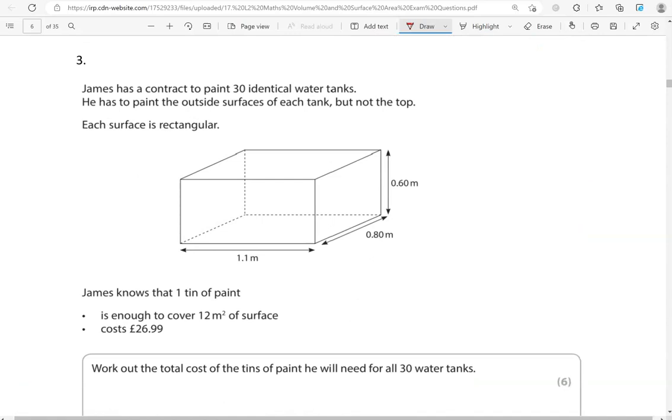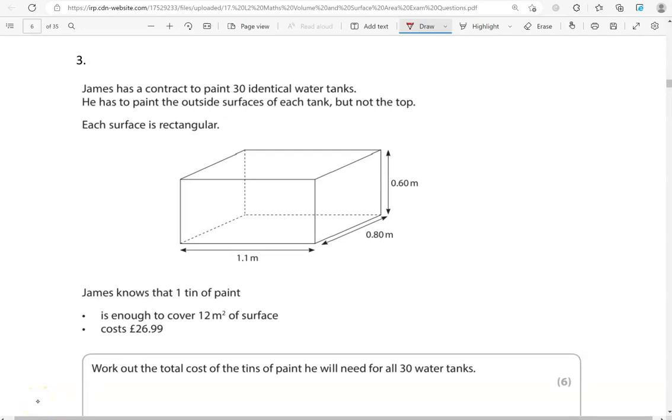James has a contract to paint 30 identical water tanks. He has to paint the outside surfaces of each tank, but not the top. Each surface is rectangular. James knows that 1 tin of paint is enough to cover 12 square meters of surface. Costs £26.99. Work out the total cost of the tins of paint he will need for all 30 water tanks.